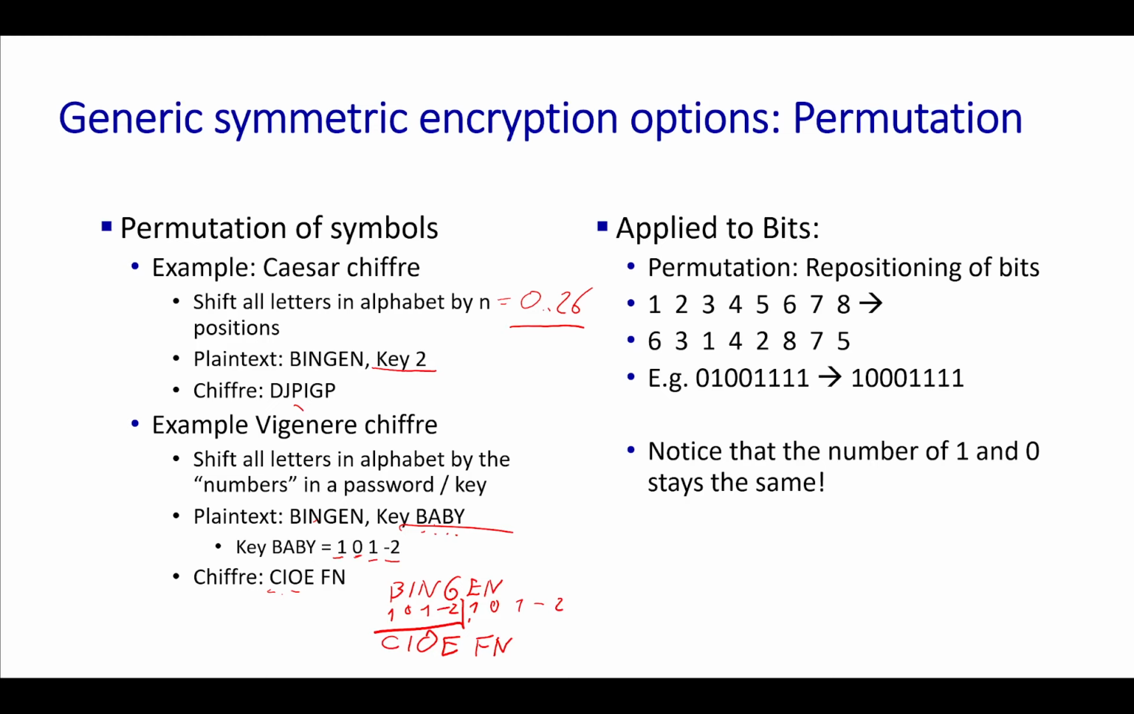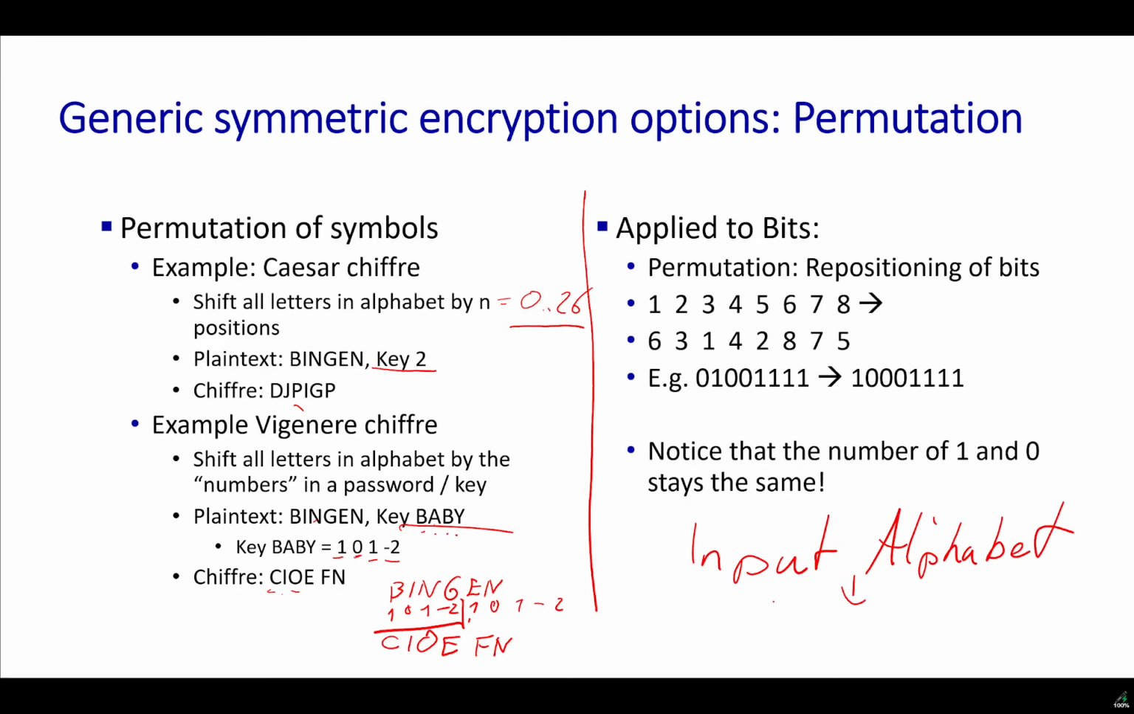That's more generic than Caesar. Caesar uses only one letter. Vigenère allows you to add a keyword that then uses the Caesar approach character-wise. But more generally, this is some kind of permutation. You have an input alphabet, and you have the same alphabet, but rearranged.